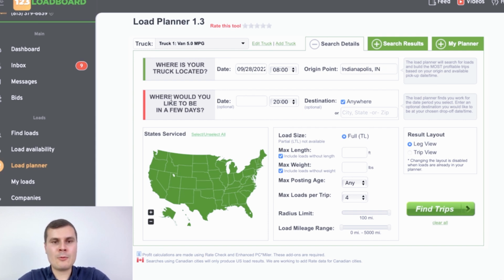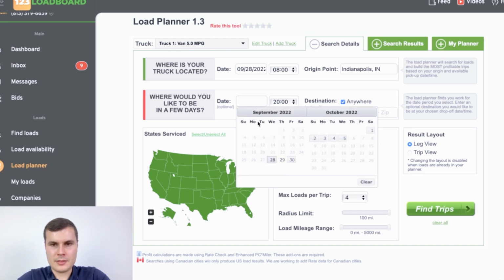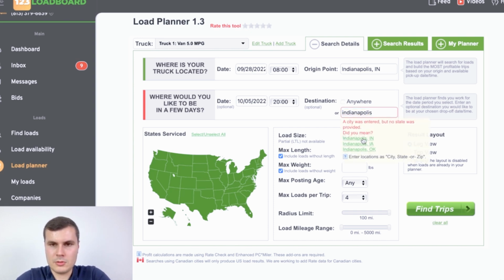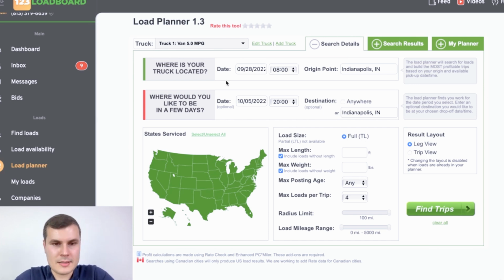Okay. And then where would you like to be in a few days? I can input a date. If we started on Wednesday, let's say we have Wednesday to Wednesday, a full week, and then destination I can choose. Let's say we're loading this truck for a week, and then we need to bring it back to Indianapolis. There you go. Okay, so this is supposed to give us a route plan for a week worth of work for a truck coming out of Indianapolis and that needs to come back to Indianapolis.